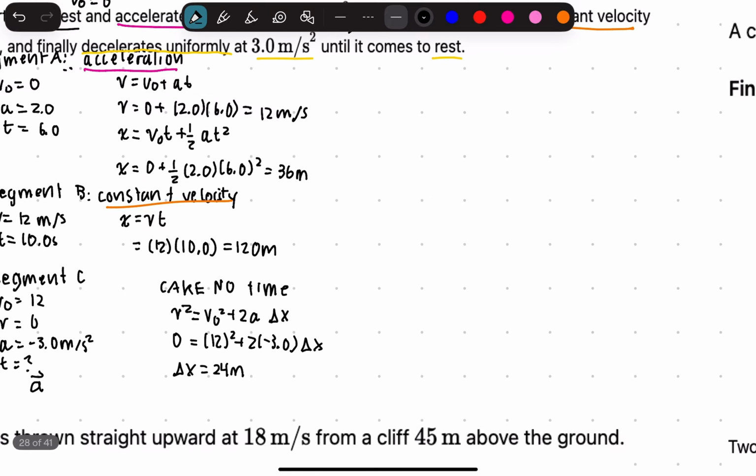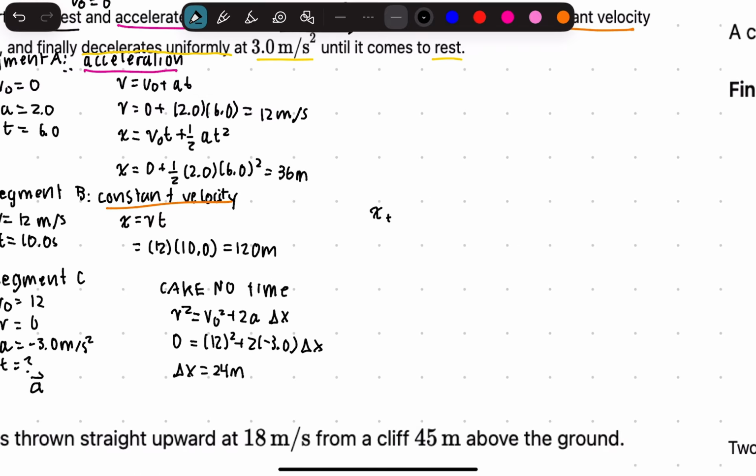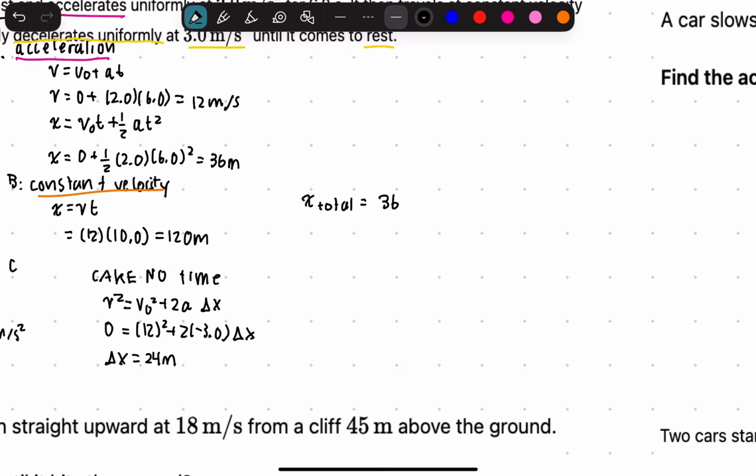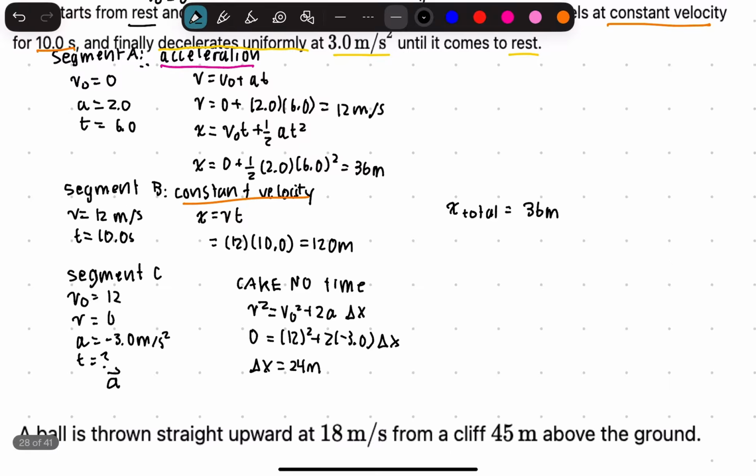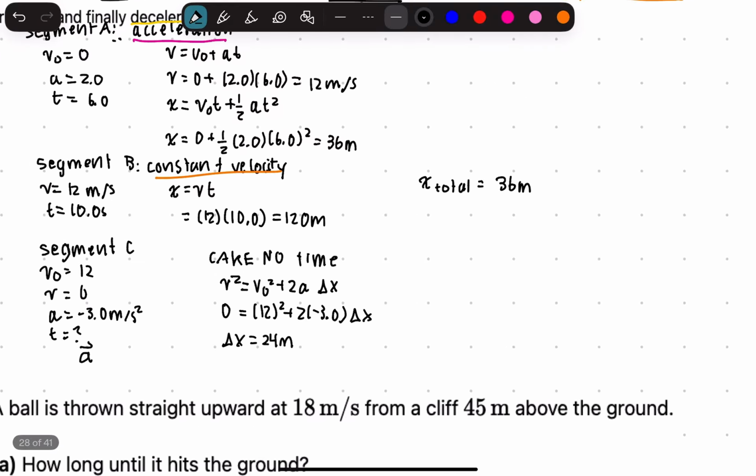So now for our final answer, x total, that's going to be 36 meters from segment A. From segment B, we have 120. And then from segment C, we have 24. So that's going to give us a grand total of 880 meters of displacement.